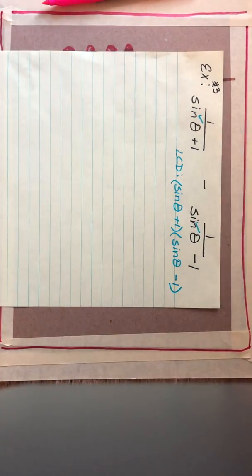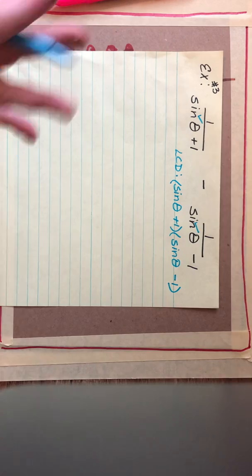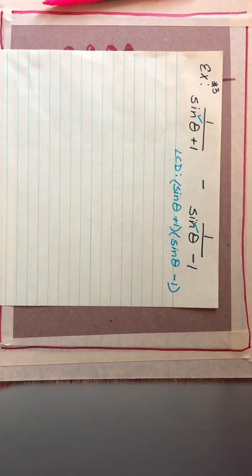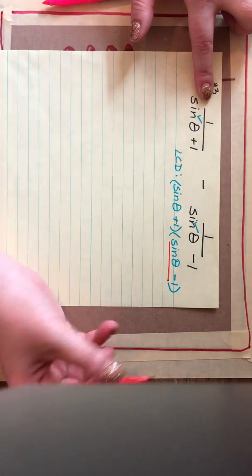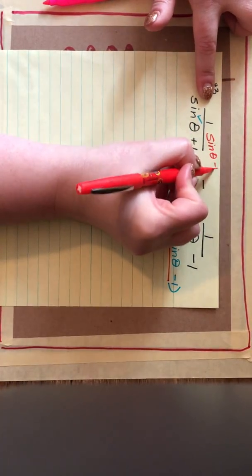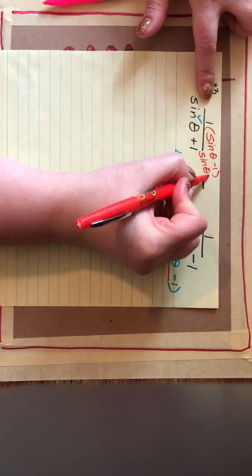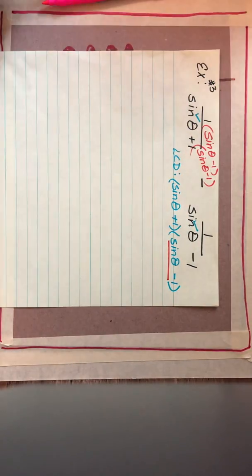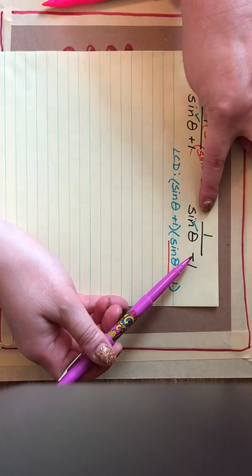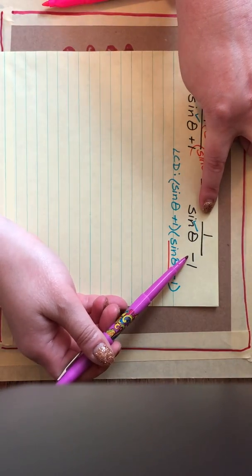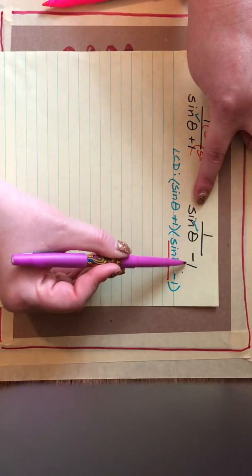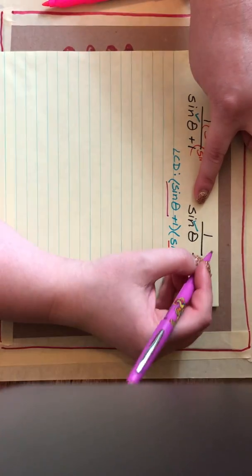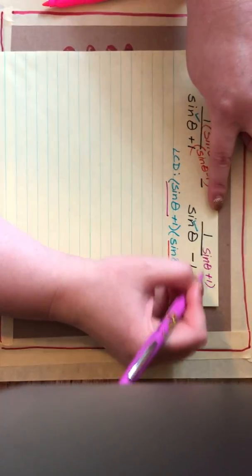Okay, and then you multiply basically by the opposite denominator, or by what you're missing. So over here on this left fraction, I'm missing sine theta minus 1. So I'm going to multiply that on top and bottom. Quit having a panic attack, okay? Now let's look at this right-hand fraction. I'm basically going to multiply by the other denominator. If you look at your LCD, I have the sine theta minus 1 right here, but I'm missing the plus 1. So I'm going to multiply by sine theta plus 1.